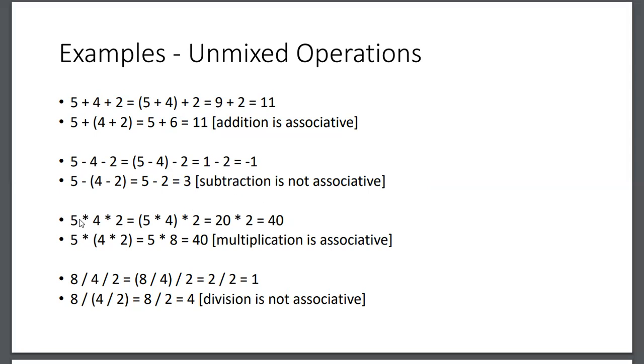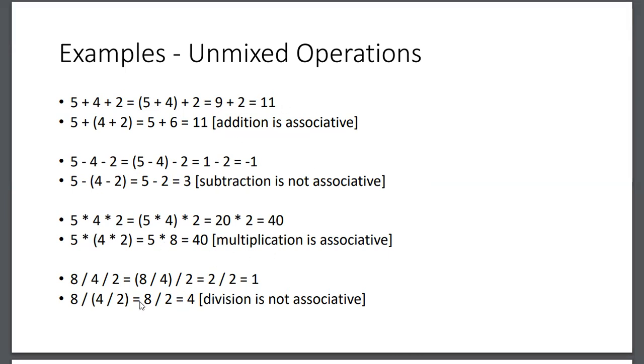Multiplication, 5 times 4 times 2. The first multiplication happens first. 5 times 4 gives you 20, times 2 is 40. But multiplication is also associative, so if you do it in a different order, by grouping the 4 and the 2 multiplied together first, that's 8, you still get the same result.